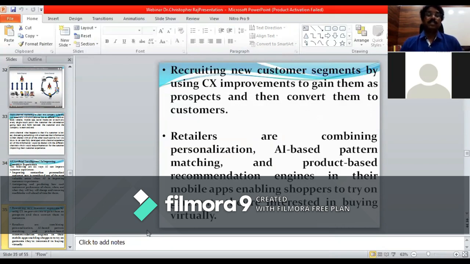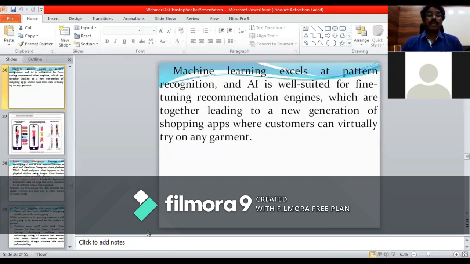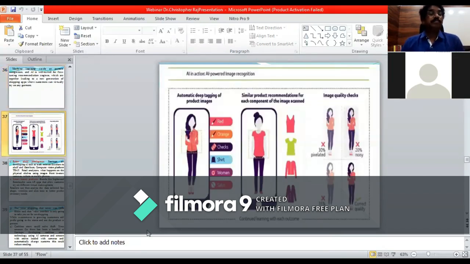Retailers are combining personalization, AI-based pattern matching, and product-based recommendation engines in their mobile apps, enabling shoppers to try on garments they're interested in buying virtually. Machine learning excels at pattern recognition, and AI is well suited for fine-tuning recommendation engines, which together are leading to a new generation of shopping apps where consumers can virtually try on garments. So this is a typical example of a consumer entering into the store and using AI technology, trying to wear different garments virtually and select the best one. There's an option even to send an email of the image to friends, where the recommended dresses could be bought by the consumer.